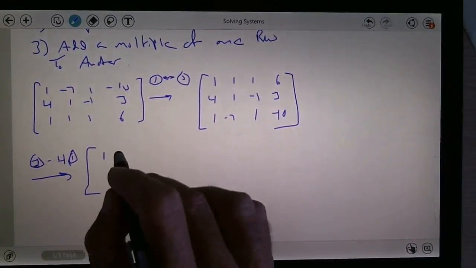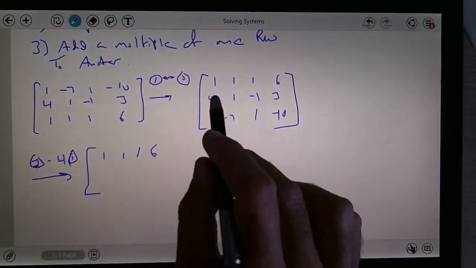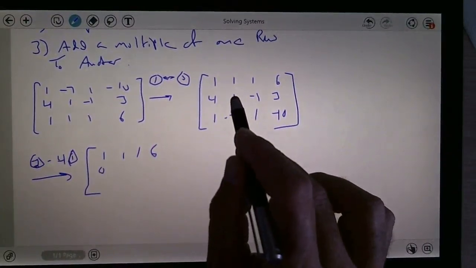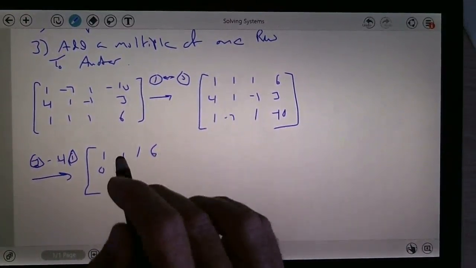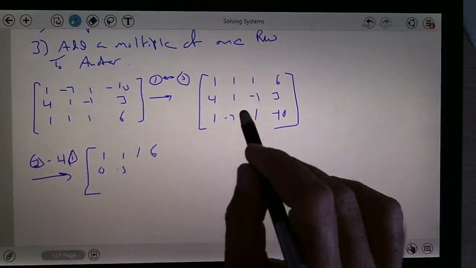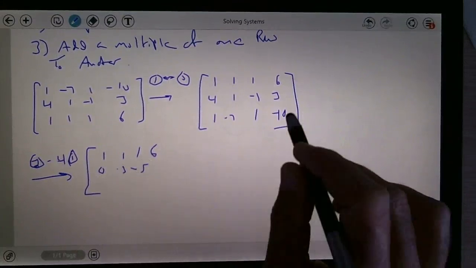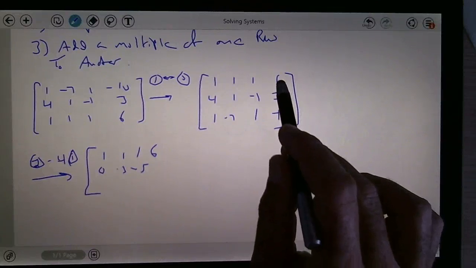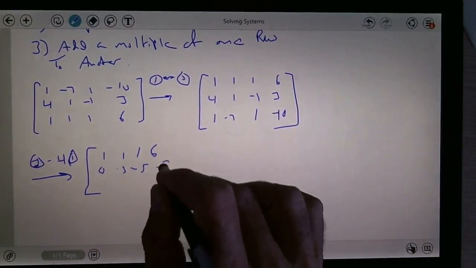So leave the first row alone. And I'm going to multiply this one by -4 and add it on. 0. Multiply this one by -4 and add it on. -3. Multiply this one by -4 and add it on. -5. Multiply this one by -4 and add it on. So I've got -24 plus 3 is -21.